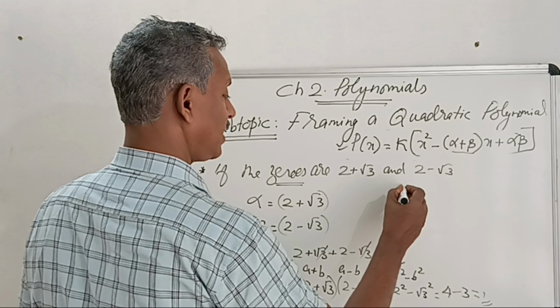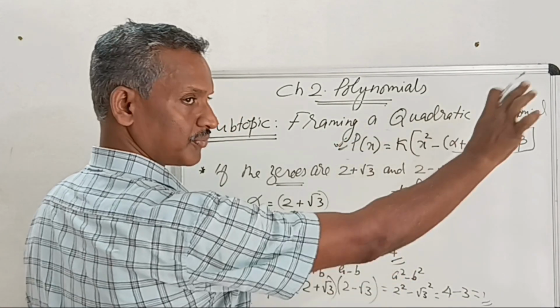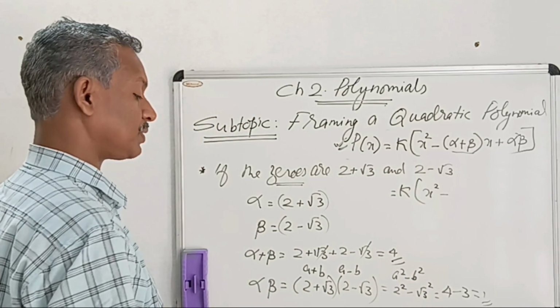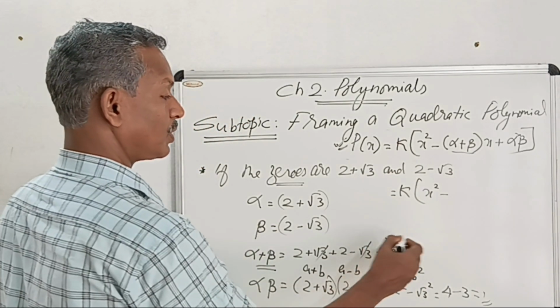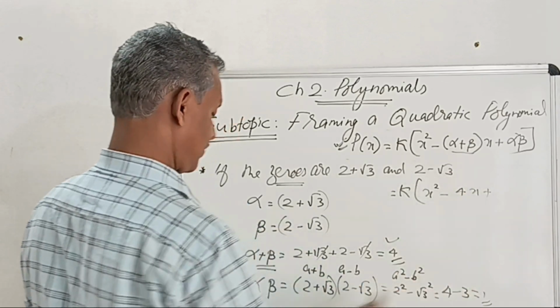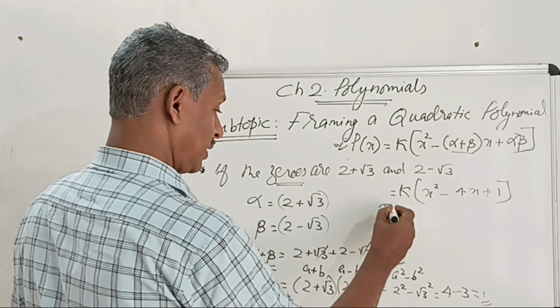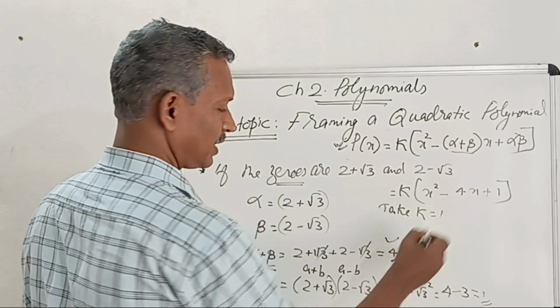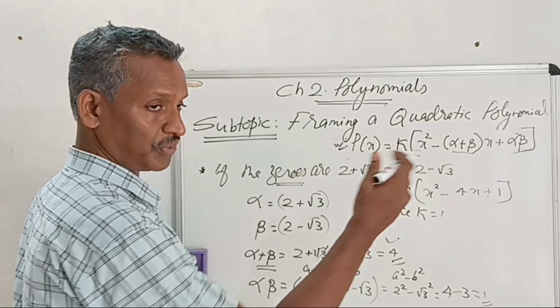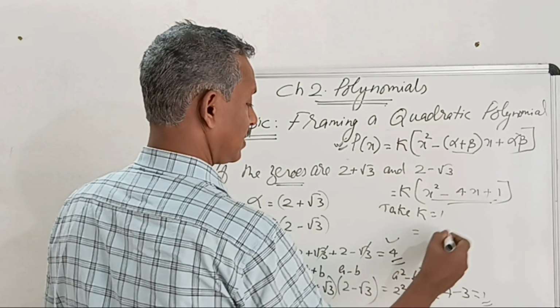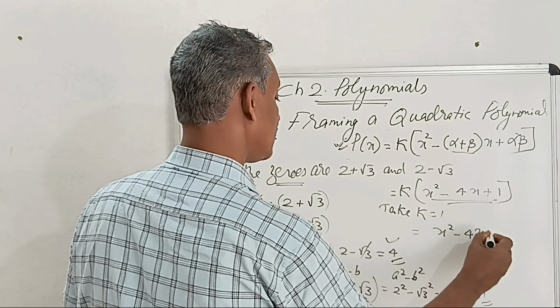Then we can write k into, first you write the standard form, k into x square minus alpha plus beta. What is the value of alpha plus beta we got? It is 4 into x plus alpha beta, its value is 1. Okay. Then I take k is 1. Why did we take k is 1? Because there is no fraction coefficient, so we can take k is 1 or any number. When k is 1, we get x square minus 4x plus 1. This is one of the polynomials. Okay, hope you all understood this. Okay, thank you.